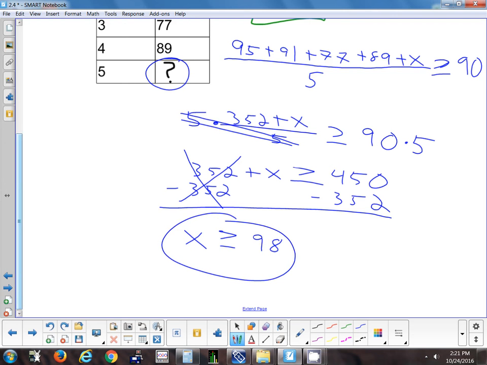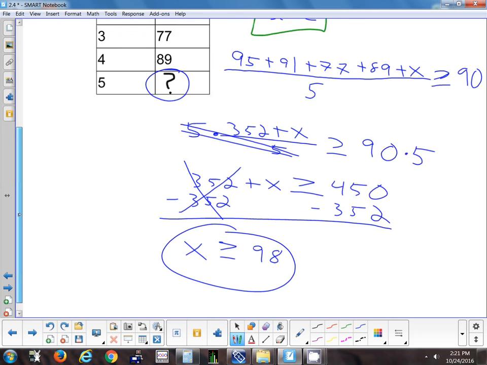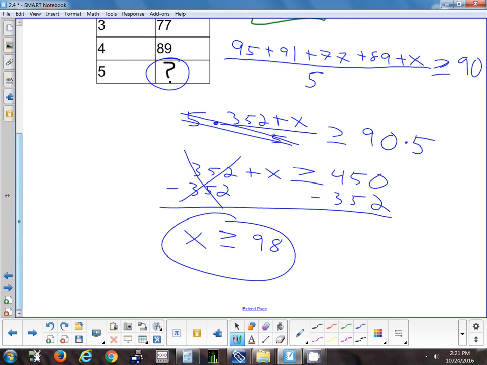Okay, any questions on that one? Something weird about me is if my penmanship is nice, no matter how hard I try, I can't cross it out.